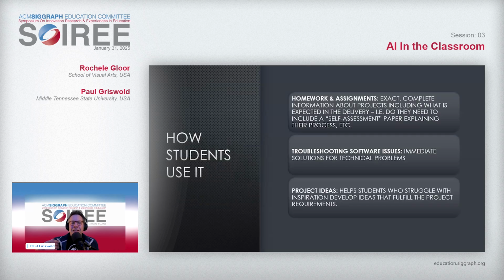And so I found that students are able to ask, what is expected for project 2? What am I supposed to be delivering? Where does it go? Do I need to include a self-assessment? How does that get added? Or things like, hey, I'm using After Effects and suddenly I've got color bars. What happened? Why? And it'll tell you, you've moved your footage. Here's what you need to do.